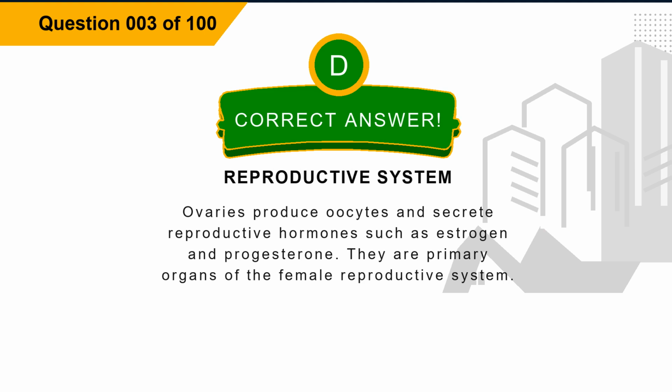Explanation. Ovaries produce oocytes and secrete reproductive hormones such as estrogen and progesterone. They are primary organs of the female reproductive system.